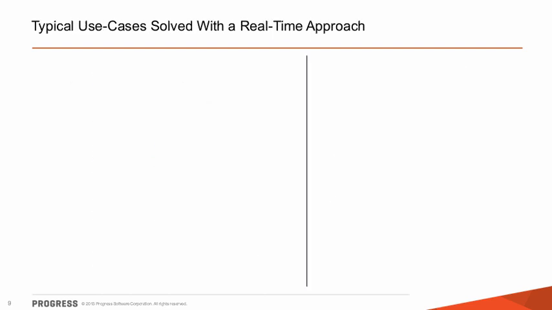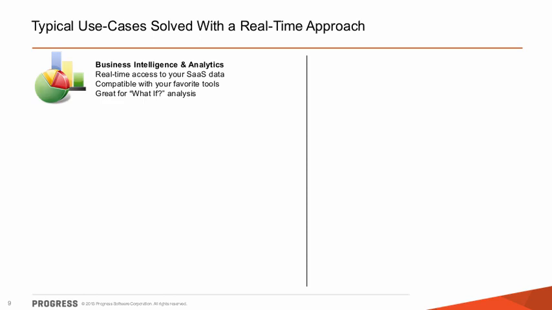Well, I would argue there are certain sets of use cases that really operate better with a real-time approach. And some that certainly you could leverage APIs for, I think, can benefit from this approach as well. Take something like business intelligence and analytics. You want real-time access to your SaaS data. That's where the world is heading.